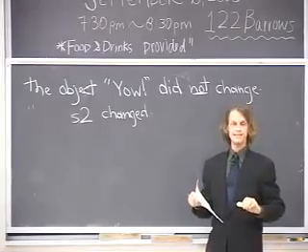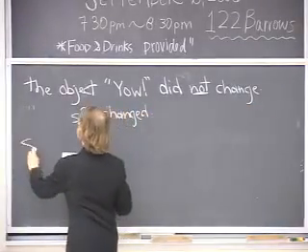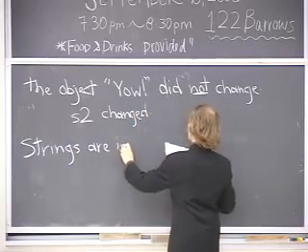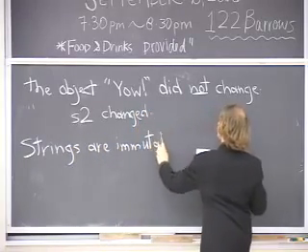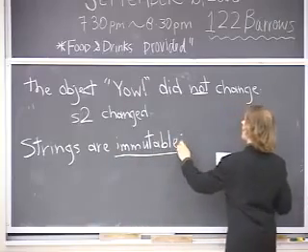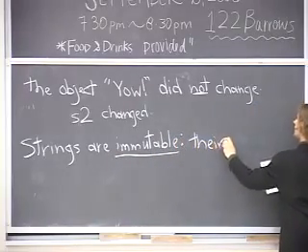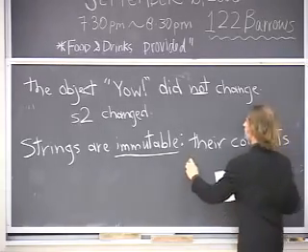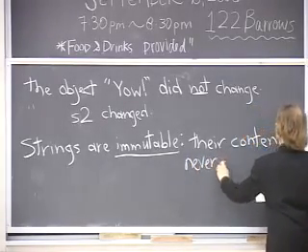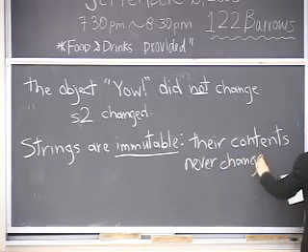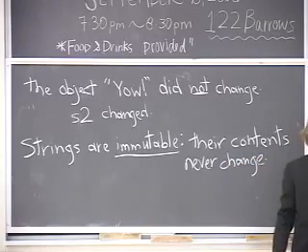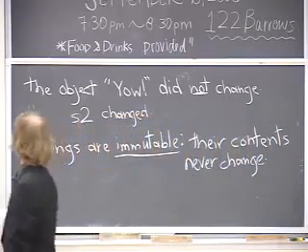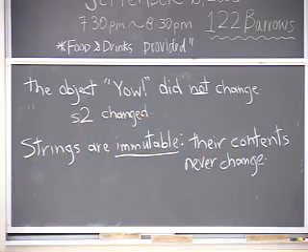Now, unlike in C, in Java, string objects are immutable. And immutable means their contents never change, because Java does not give you a way to change their contents. This is not true of most objects in Java. In Java, most objects, you can change their contents, but strings are an exception. Strings are immutable. Question here.